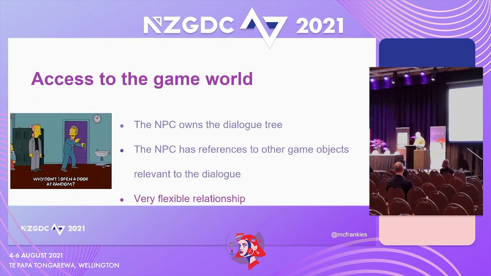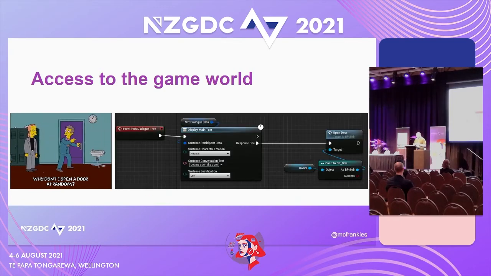It was great for storytellers since both the NPC and dialogue trees had blueprint graphs. Authoring small interactions and scenes was very easy and intuitive to people who are familiar with blueprints. As an example, that interaction might look something like this. So from the dialogue tree, we have a main text node, and then we have an open door node exposed from Bob.